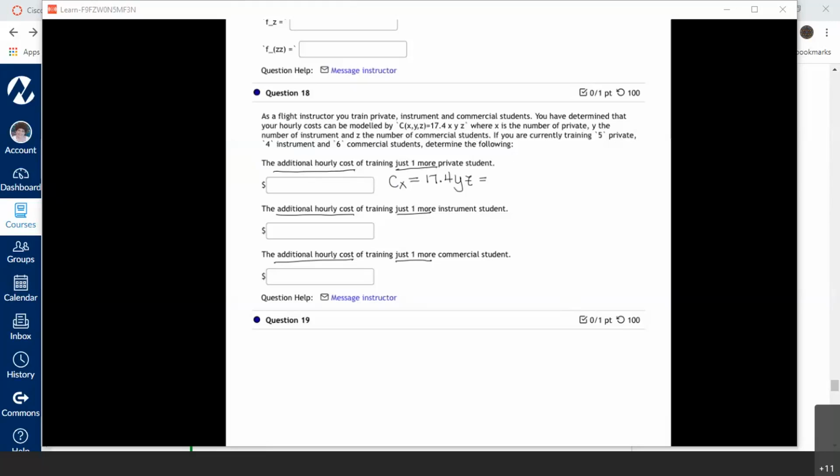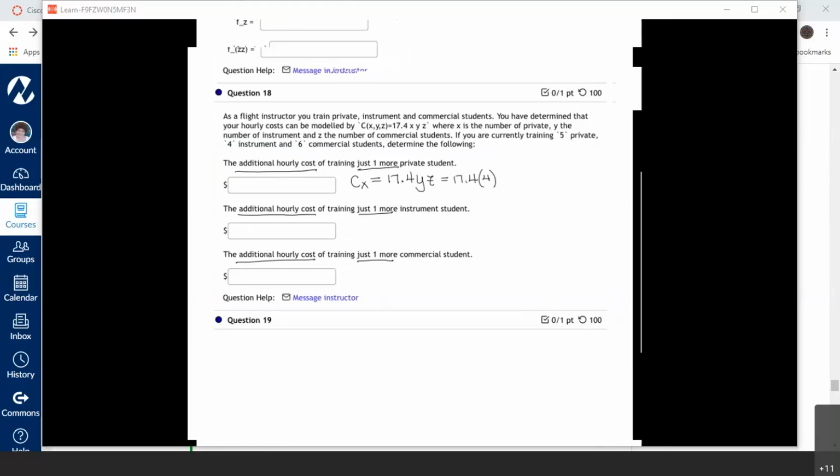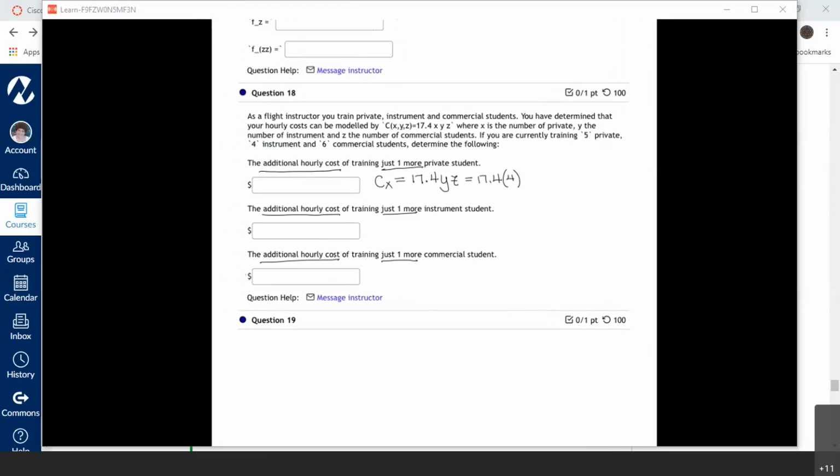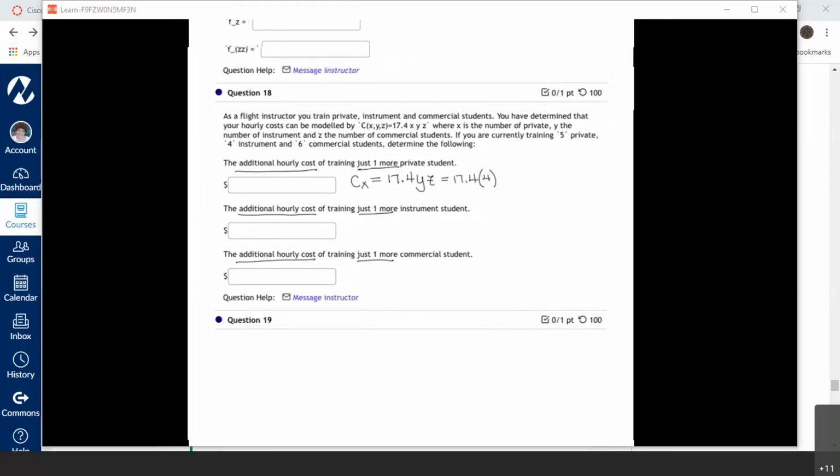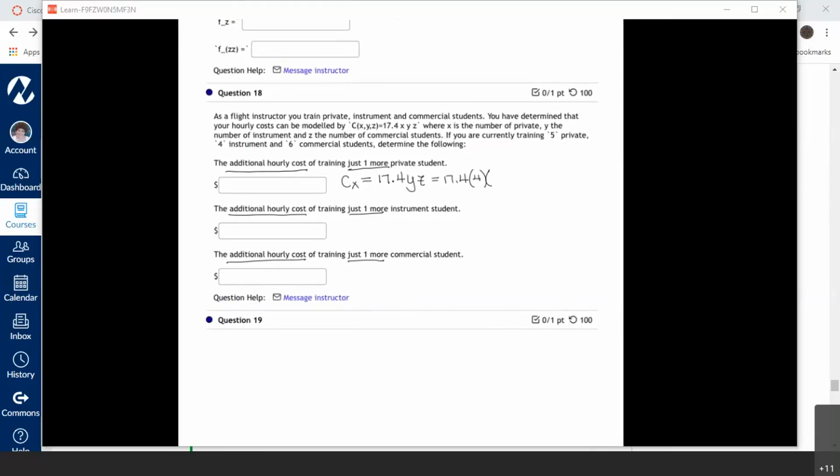And then what I have to do is evaluate it for the values they gave me. So 17.4, put in a 6 for the number of instrument, and then I have to put in 6 for the number of commercial students and evaluate that with a calculator. Just multiply it together. So it would cost me $417.60 to train one more private student.